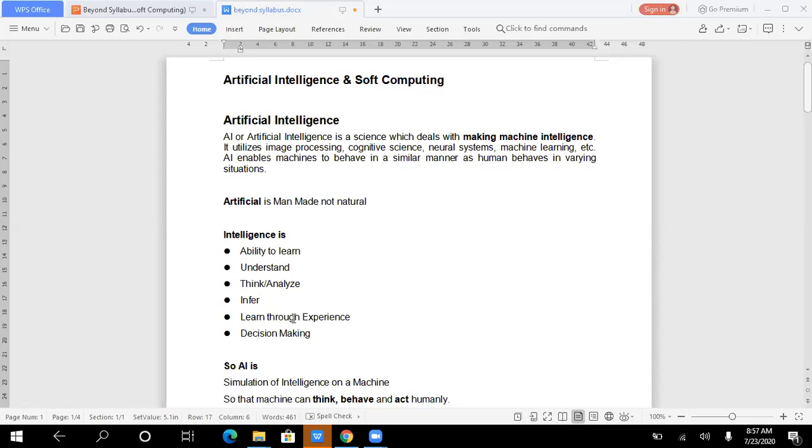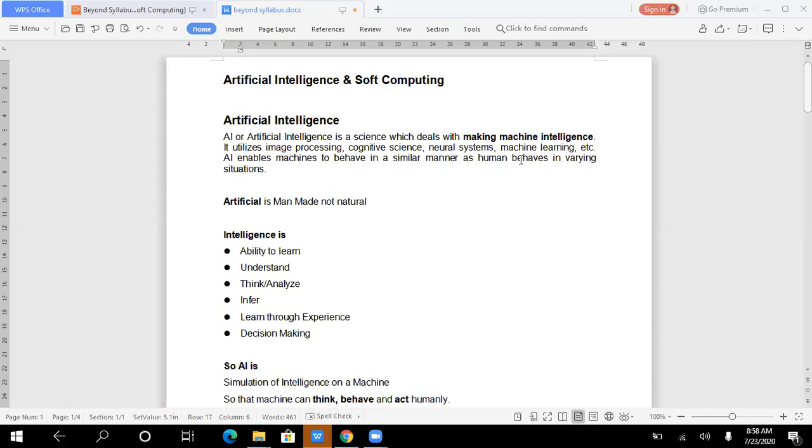Next thing is learn through experience. I mean to say that a person can learn through its mistakes also. One is that a person can learn through the environment, and the other is that a person can learn through experience, meaning through mistakes, right? Whatever mistakes we are making right now, we learn from them, and in future we are not going to repeat those mistakes. That is the learning, and we can be better day by day. This is again a very important characteristic of intelligence.